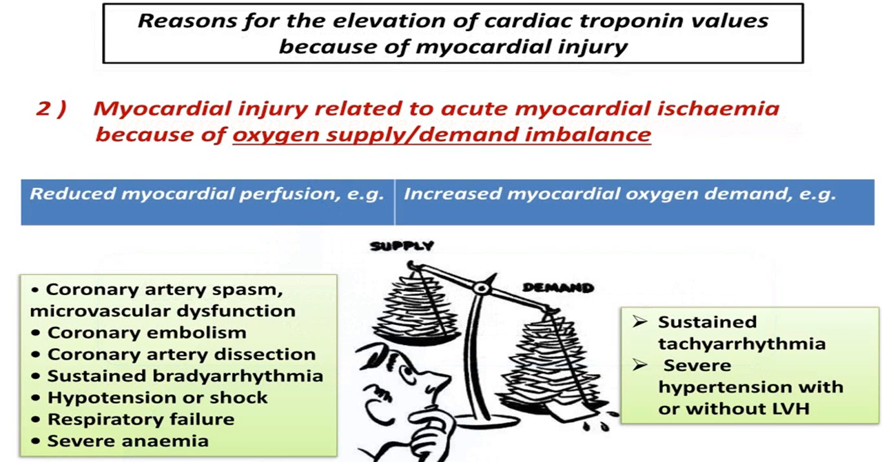The reasons for elevation of cardiac troponin, ending up with myocardial injury, are reduced myocardial perfusion or increased demand. Reduced perfusion is because of coronary artery spasm, embolism, dissection, sustained bradyarrhythmias, hypotension or shock, respiratory failure, and severe anemia, which will reduce myocardial perfusion. While increased demand is because of tachyarrhythmias and severe hypertension.